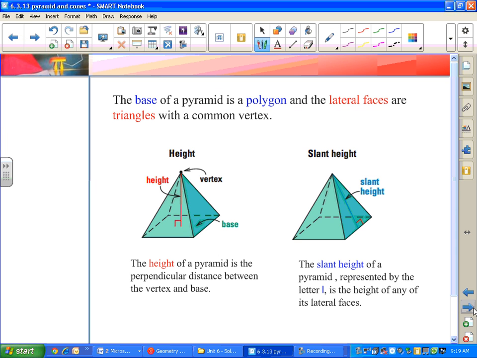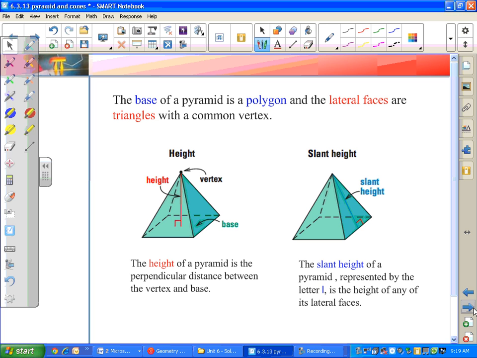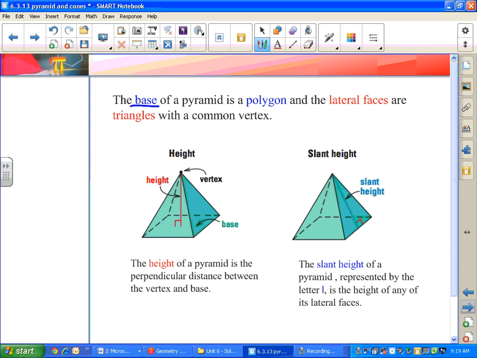Remember when we talk about a pyramid, what are some of the things that define a pyramid? Well, first of all, the base of a pyramid is a polygon. And here's a new word, the lateral faces. Those are the triangles that make up the pyramid. So everywhere where you see a triangle, that is actually a lateral face. To make a pyramid, it also has to have a common vertex. You couldn't have those triangles coming up and meeting at different places.